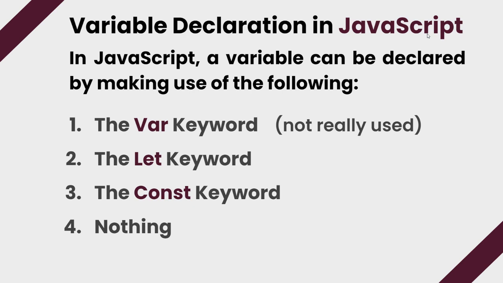Now, the last item on the list has nothing, which means that you can actually declare the variable without a keyword, without anything attached to it. But this would also mean that the variable would be undeclared, and we'll see how that unfolds when we get to the practical section of this class.